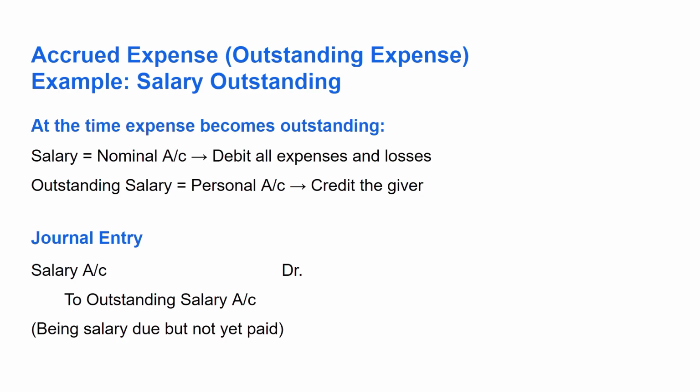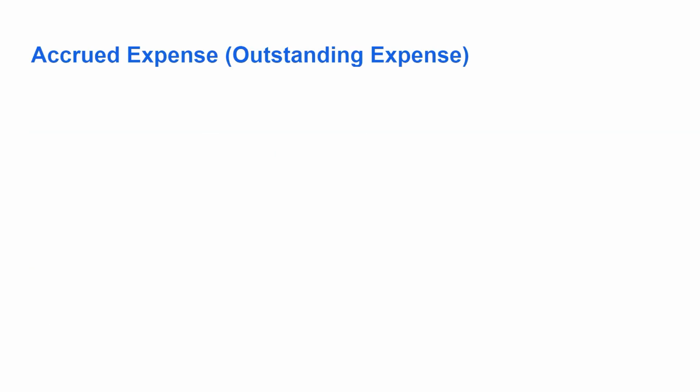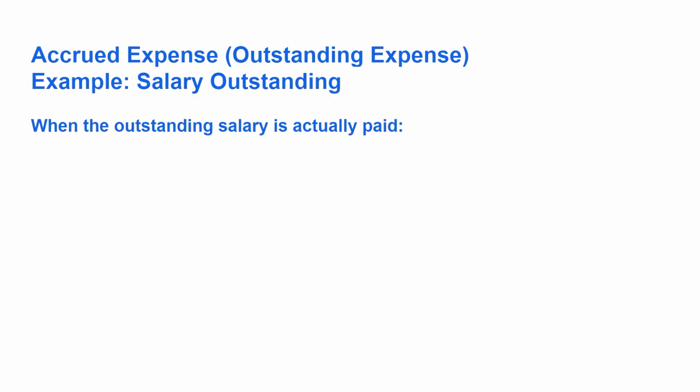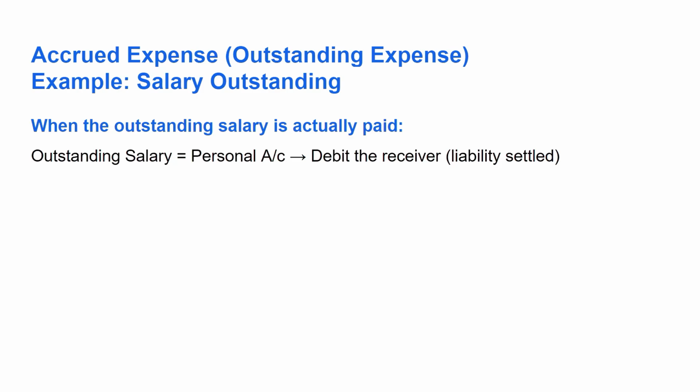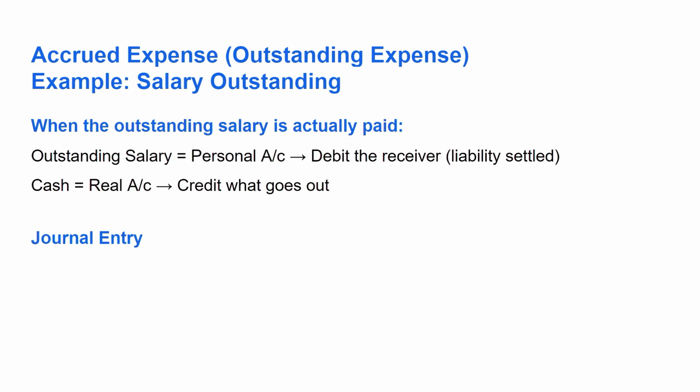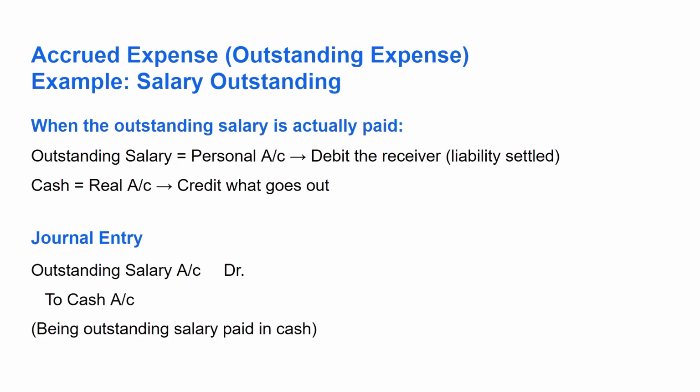This is the journal entry when the salary is outstanding. Let's see the journal entry when we actually pay the salary. Accrued expense, also known as outstanding expenses. Let's take the same example, salary outstanding. When the outstanding salary is actually paid, the two accounts affected are outstanding salary account and cash account, because we pay the cash. Outstanding salary is a personal account, and we debit the receiver because the liability is settled. Cash is a real account, and we credit what goes out, cash goes out. The journal entry is outstanding salary account debit to cash account. Narration is being outstanding salary paid in cash.